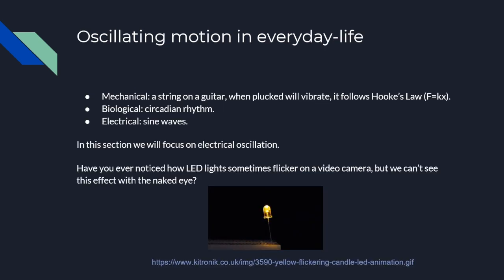The concept of oscillating motion can be observed and applied to different forms, such as mechanical, biological, and electrical. For example, the LED lights sometimes flicker on a video camera. This is because the light strobes at the same frequency of the electrical power. If the frame rate of the video capture is close to the frequency, then the effect becomes very noticeable.